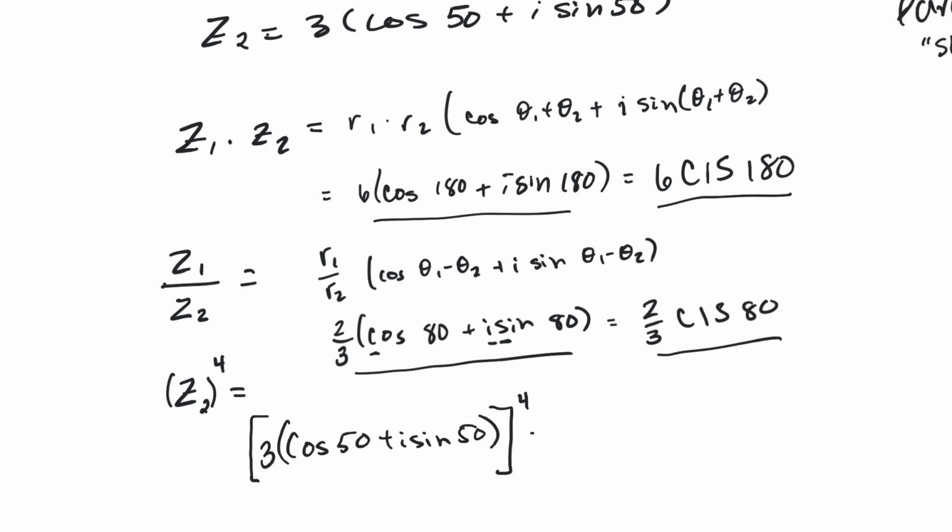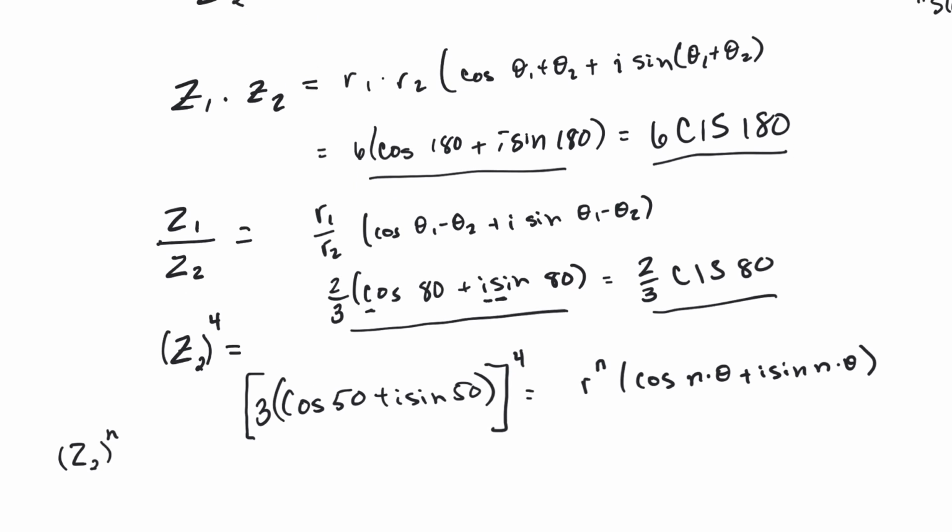Generically speaking, the formula would be this. It's r to the nth power. So if it was z2 to the n power, we're going to let the n represent the power. There's going to be times the cosine of n times theta plus i sine of n times theta as well. And that's the whole formula.